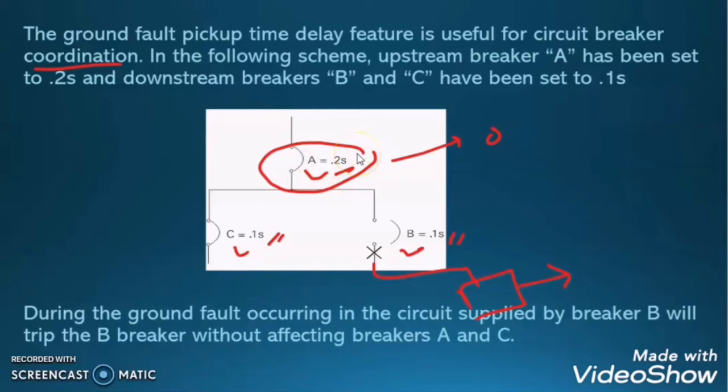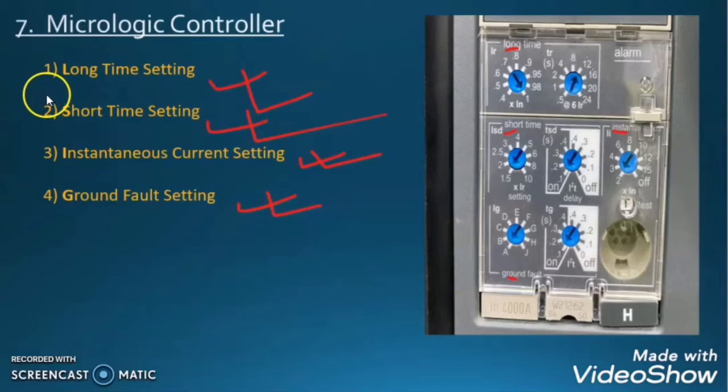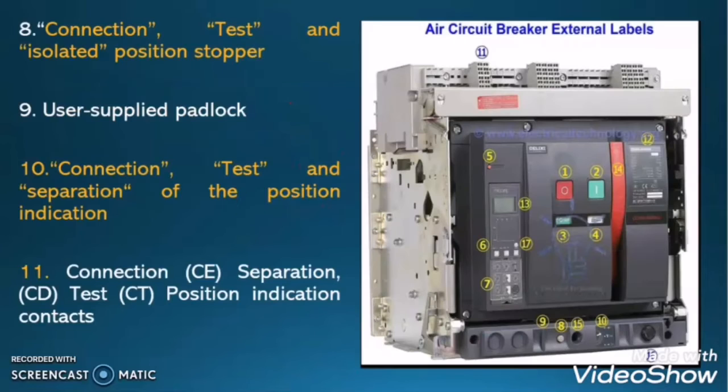By using this type of arrangement, we can give priorities to the downstream and upstream circuit breakers to trip. So this ground setting is very helpful in coordinating between the upstream circuit breaker and downstream circuit breaker. Hope I'm clear with you. Hope you clearly understand the micrological controller settings, that is long time setting, short time setting, instantaneous current setting and ground fault setting.